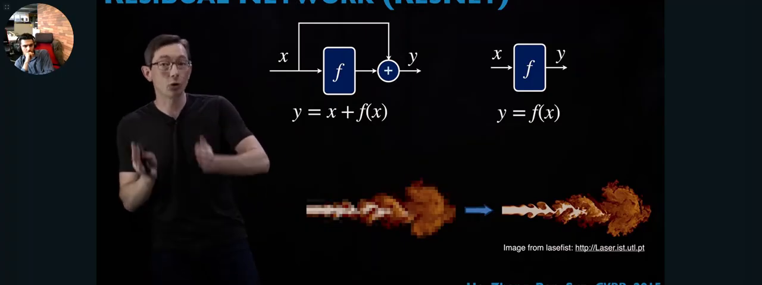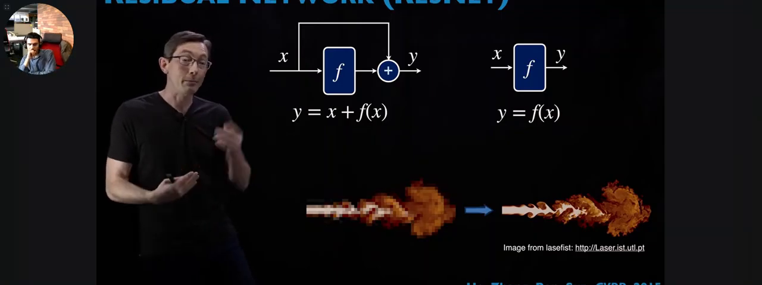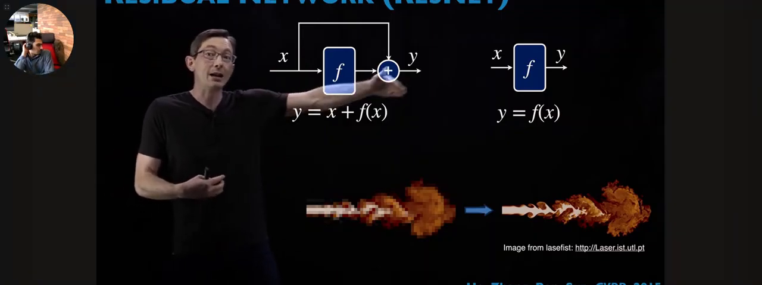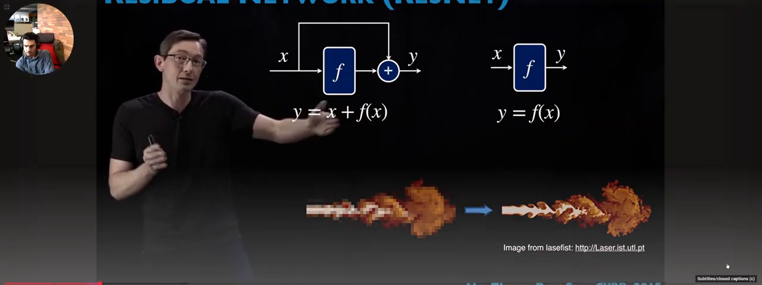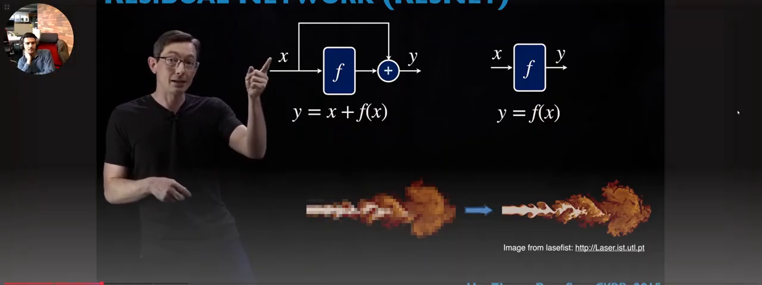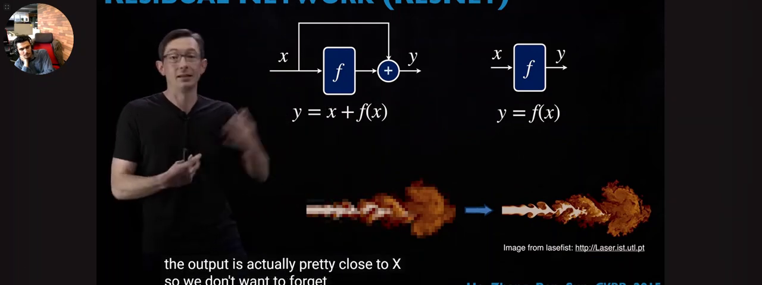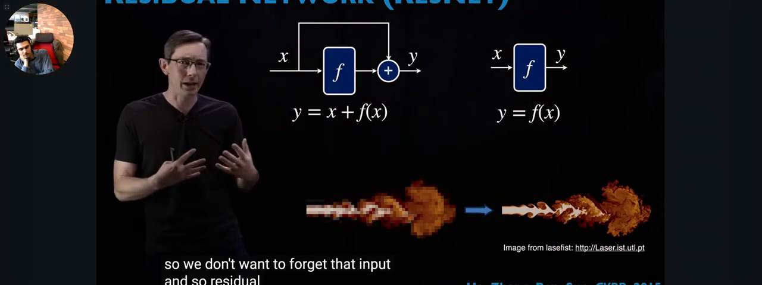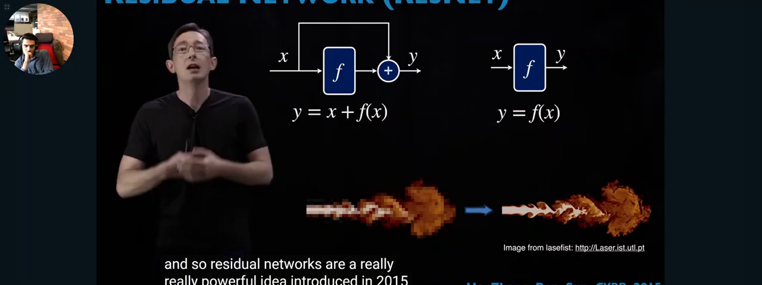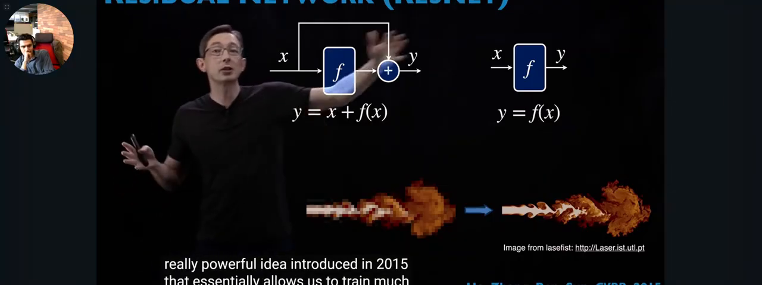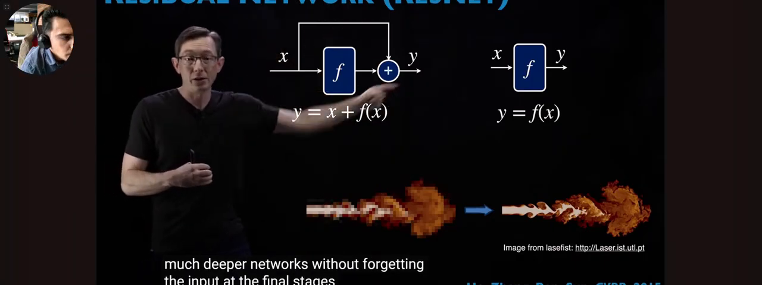If I want to make an increasingly deep neural network, oftentimes it is hard to remember the input X over many, many layers. There's this kind of notion of forgetting in neural networks. Over many, many layers, it's easy to forget the original input X. And in lots of cases, the output is actually pretty close to X, so we don't want to forget that input. And so residual networks are a really, really powerful idea introduced in 2015 that essentially allows us to train much, much deeper networks without forgetting the input at the final stages of the network.